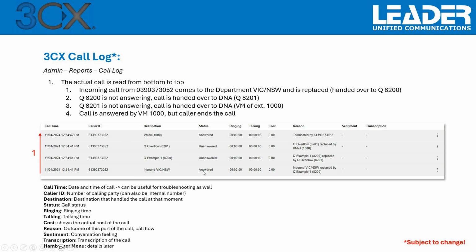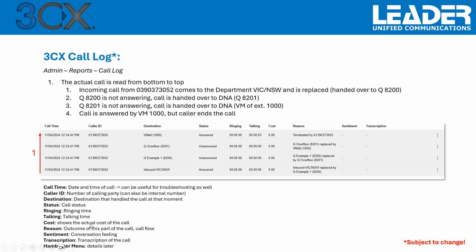Here we have the status. We see it was answered from the department towards the first queue. That was handed over, and then the call was timing out in both queues, and then it was answered again by the voicemail. We have the ringing time, the talk time, and the costs that show the actual cost of the call. Of course, since it is inbound, generally no cost applies. Then the reason is very important, where we can also see, in terms of troubleshooting, what actually happened when that call was handed over, who terminated, and who took over.